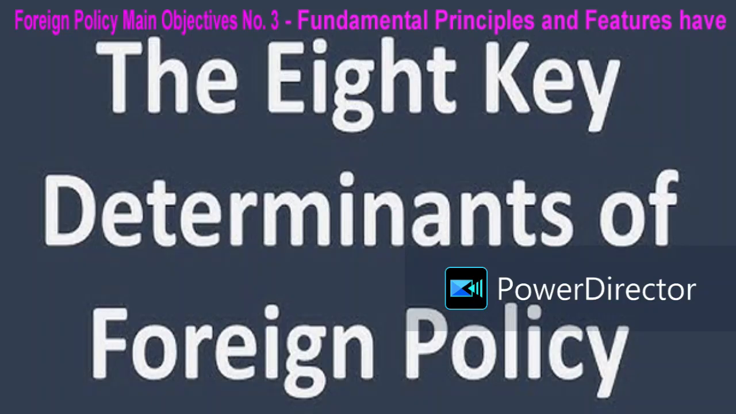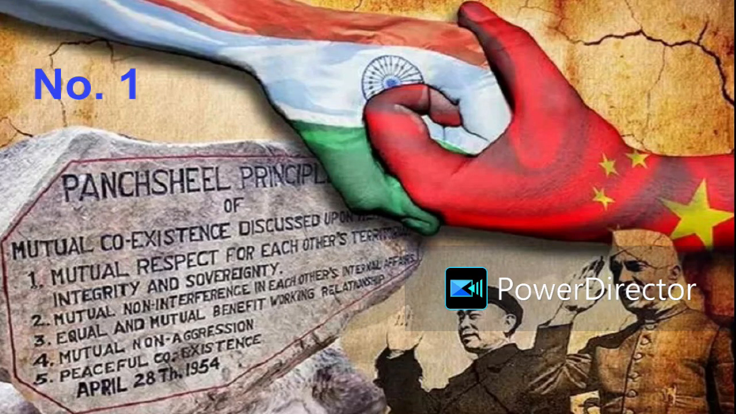Number 3. Foreign policy, fundamental principles and features. These fundamental principles include 8 aspects. Number 1. Panchashil. Panchashil are 5 virtues which were first formally enunciated in the agreement on trade between the Tibet region of China and India, signed on April 29, 1954, and later evolved to act as the basis of conduct of international relations globally.